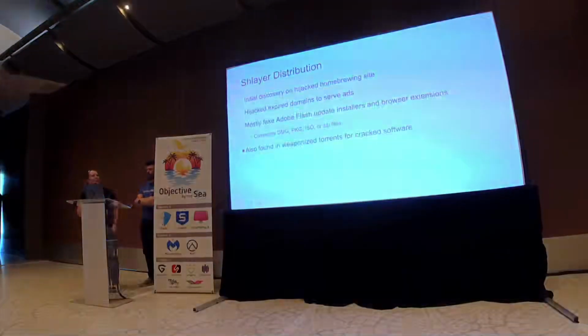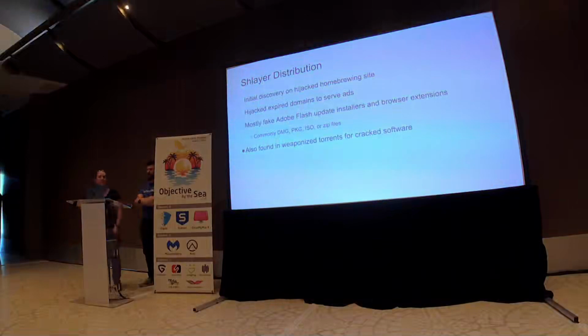But so just briefly about the distribution, like I said, we discovered it on the homebrewing site. The whole operation, basically, there's 2 methods. One of them was hijacking these expired domains, which is the one that we found. The other common one is being bundled with torrent files. So somebody goes to download a cracked copy of Photoshop, and they actually get Schlayer instead.